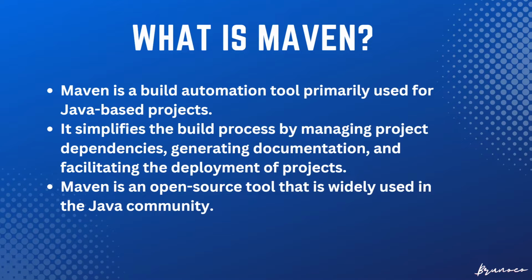Maven is a build automation tool primarily used for Java-based projects. It simplifies the build process by managing project dependencies, generating documentation, and facilitating the deployment of products. Maven is an open source tool that is widely used in the Java community, and for those who are wondering what that means, open source simply means a computer software that is released under a license in which the copyright holder grants users the rights to use, study, change, and distribute the software and its source code to anyone and for any purpose.